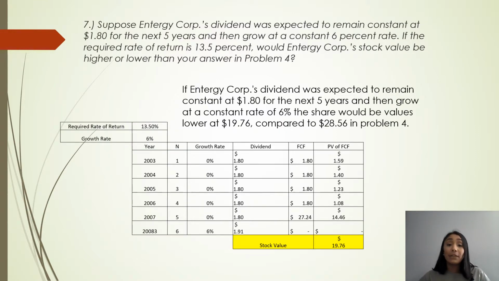So for question 7, I used the same steps. The only difference was that I kept the growth rate at 0% and used this to calculate the future cash flows. So once I got the present value of the future cash flows, I summed those up to get a stock value of $19.76.